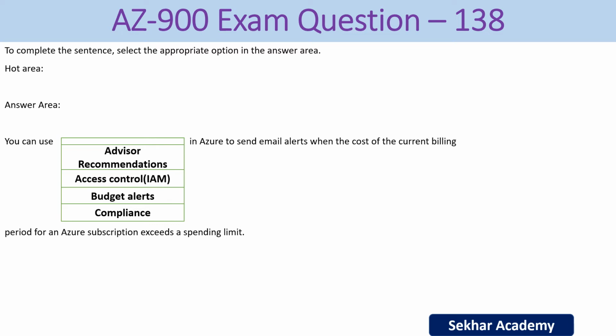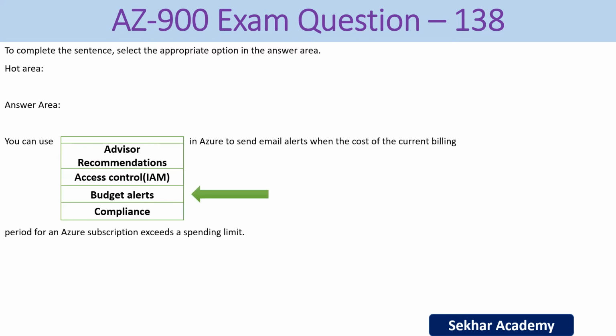So, sending email alerts on the cost of the billing cycle, the right answer is budget alerts.